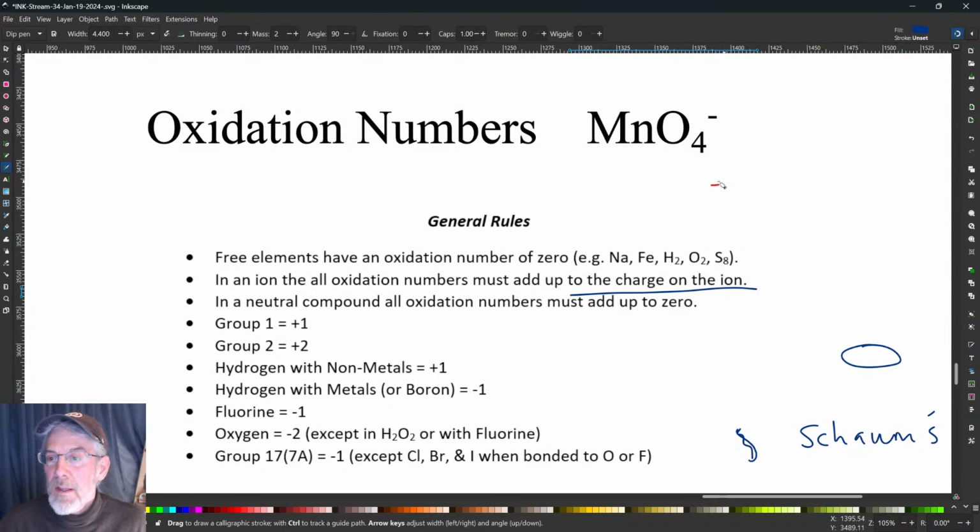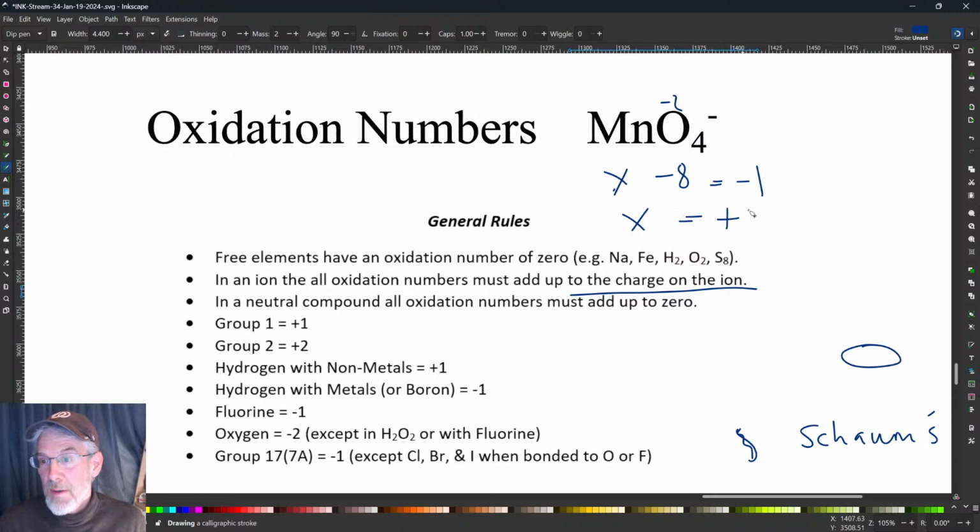So everything has to equal -1. So we know that this is -2 times 4. So that's -8, and we just call this x. So if we add 8 to both sides, that would give us +7. So it's the same. And if you think about it, when you put that K plus here, right?